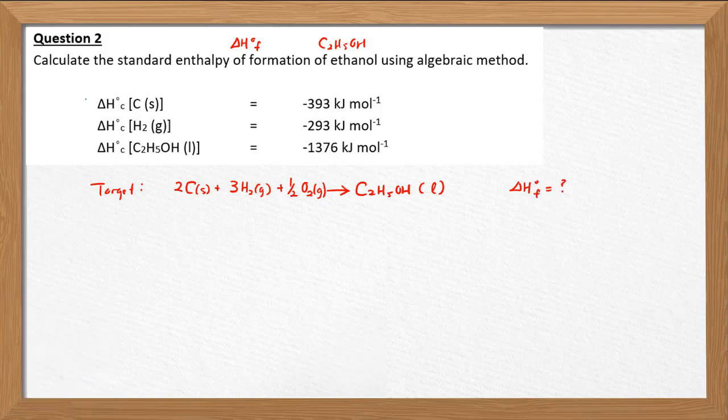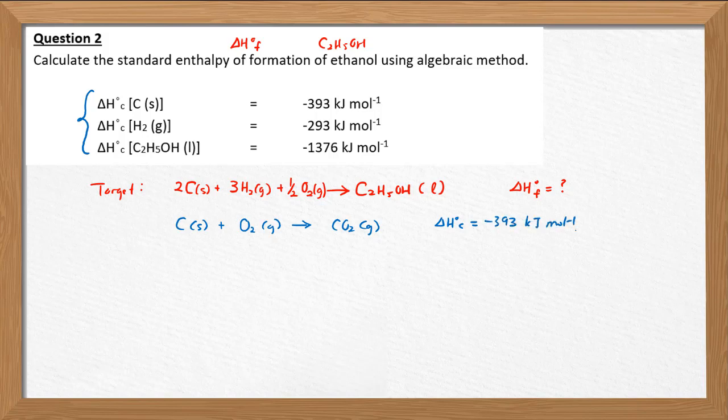All right, so next, we want to look at the enthalpy of combustion information. So recall the definition of combustion. Burning carbon in oxygen produces carbon dioxide gas. So the equation is already balanced. Then we write the enthalpy of combustion, negative 393 kilojoule per mole.